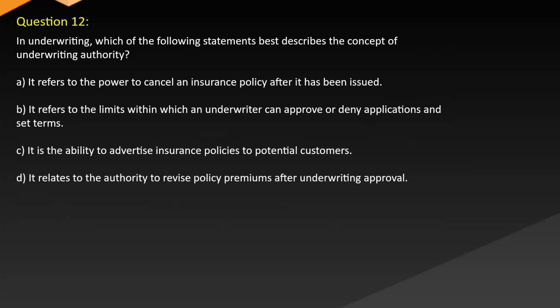Question 12. In underwriting, which of the following statements best describes the concept of underwriting authority? A. It refers to the power to cancel an insurance policy after it has been issued. B. It refers to the limits within which an underwriter can approve or deny applications and set terms. C. It is the ability to advertise insurance policies to potential customers. D. It relates to the authority to revise policy premiums after underwriting approval.